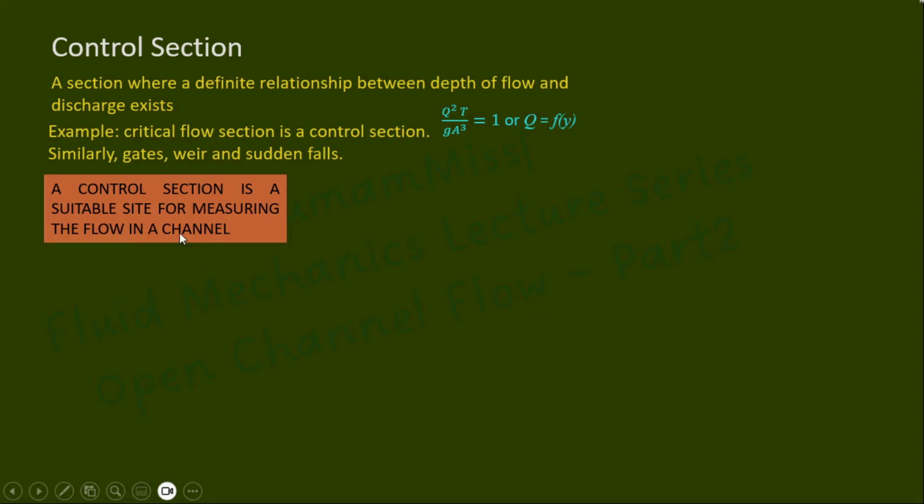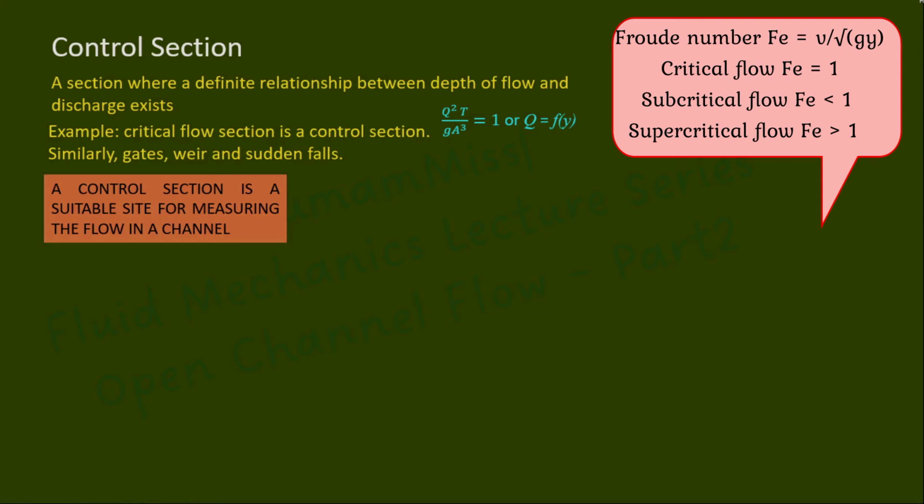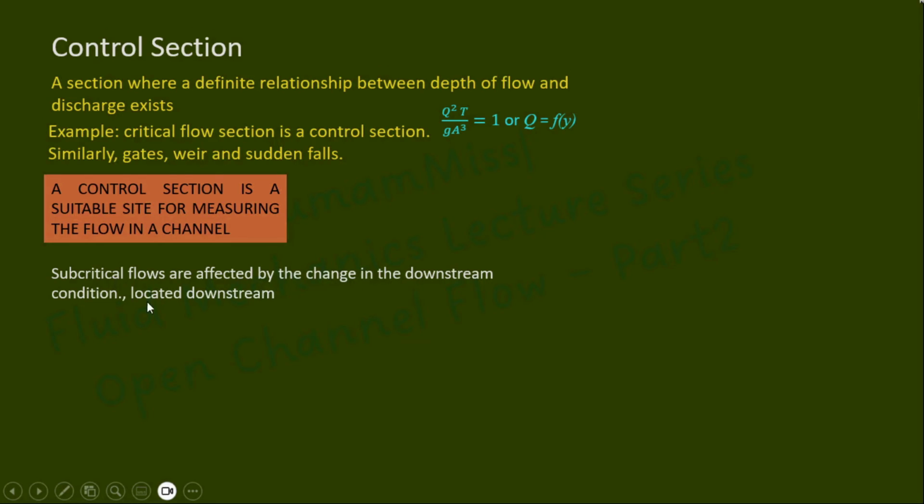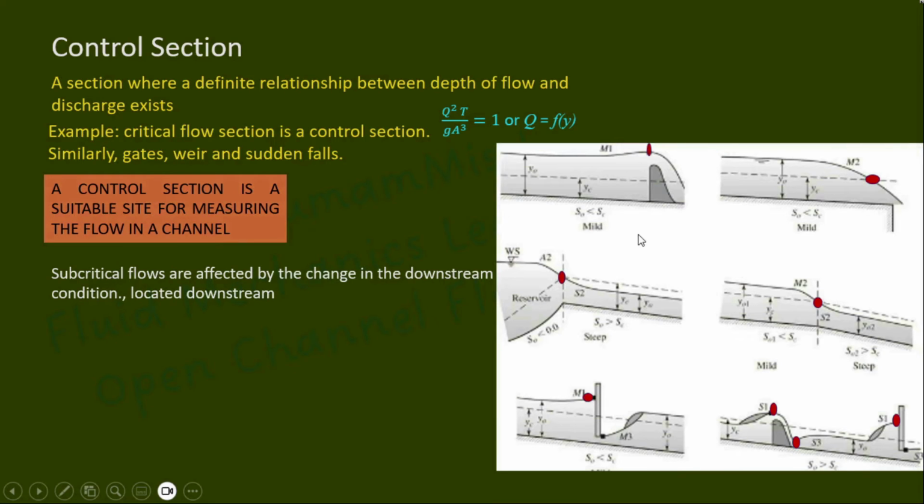The flow is identified as critical, subcritical or supercritical based on the Froude number. A Froude number equal to 1 is for critical flow, less than 1 is for subcritical flow, and greater than 1 is for supercritical flow. Subcritical flows are affected by changes in the downstream condition. So that means the control section is located at the downstream. This can be explained with this diagram.